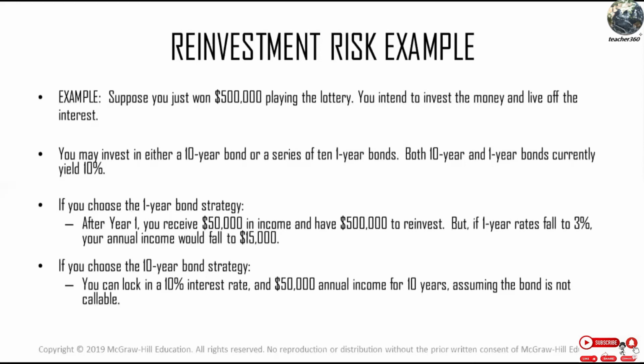If you choose the 1-year bond strategy, after year 1, you receive 50,000 in income and have 5 lakh to reinvest. If the 1-year rate falls to 3%, your annual income would fall to 15,000. In a 1-year bond, you cannot lock your interest rate. But for the 10-year bond, you can lock your interest rate at 10%, and your annual income is 50,000 for 10 years.